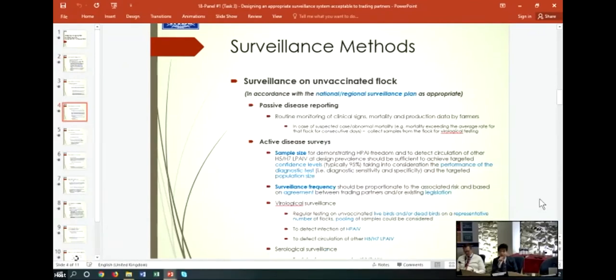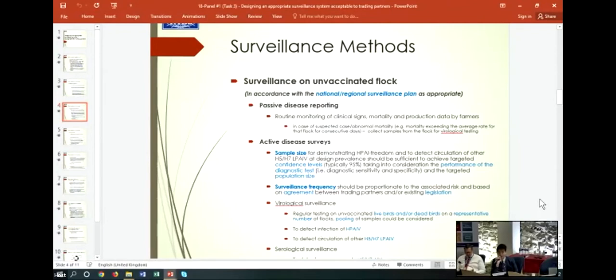Okay, here I show some surveillance methods that could be considered for inclusion in the HPAI surveillance system where preventive vaccination is applied. First, for surveillance on vaccinated flock, being easy to develop and inexpensive, a passive disease reporting system shall always be in place. In case any suspected case or abnormal mortality is noted, samples should be collected for virological testing on HPAI.